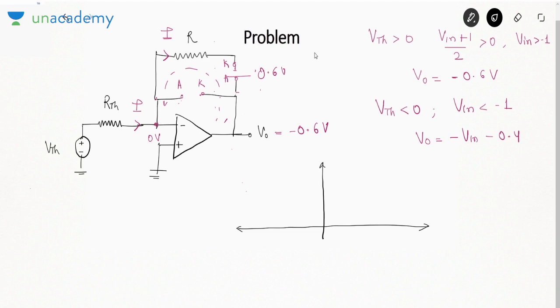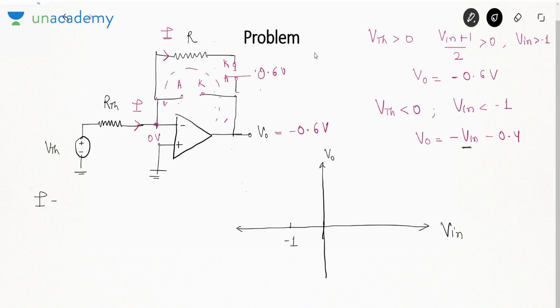This is V0 and Vin. When Vin is less than -1, so the threshold is at -1, the output is minus Vin minus 0.4. So at -1, how much it will become? 0.6. But it should be minus 0.6 actually. So let me check this case again.